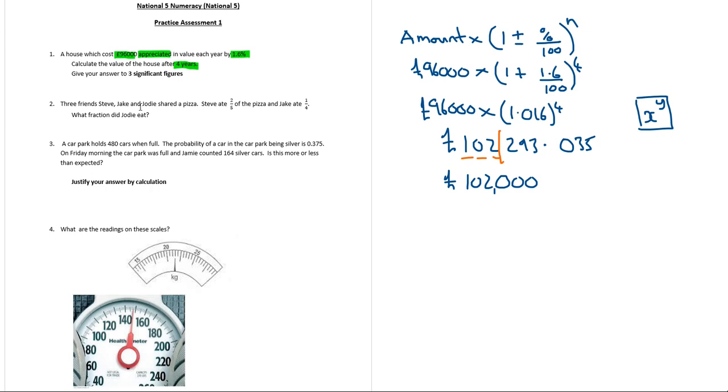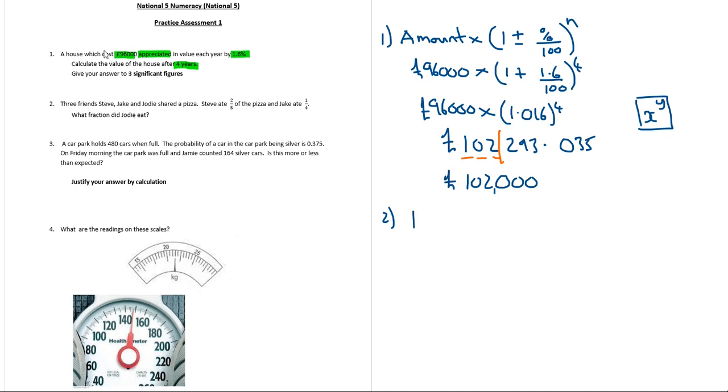Next one. Now we've got fractions. So I'll just put question 1 over here. I'm going to run out of space quite quickly, I think. Question 2. So then we've got fractions. 3 friends share a pizza. Steve eats 2/5. Jake eats a quarter. What fraction did Jody eat? So Jody's eating the leftovers of the pizza.